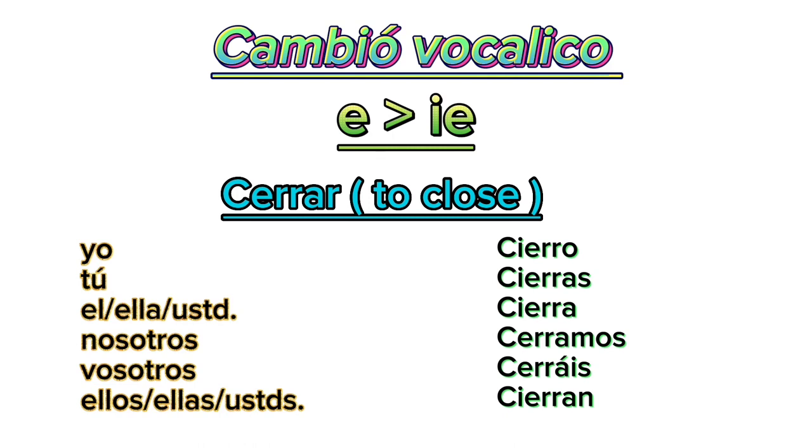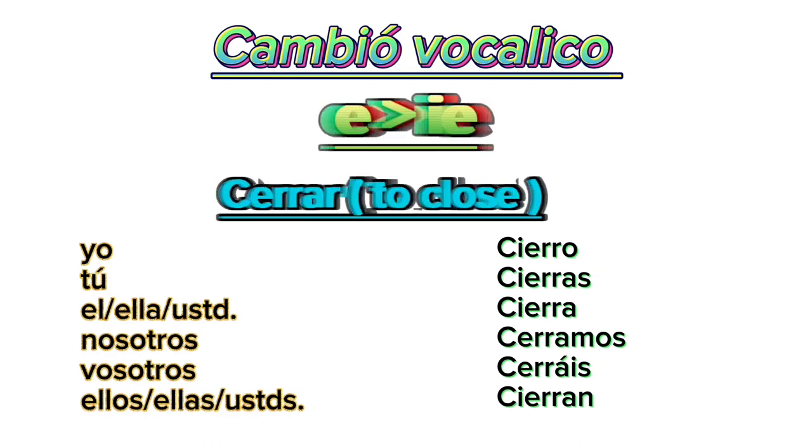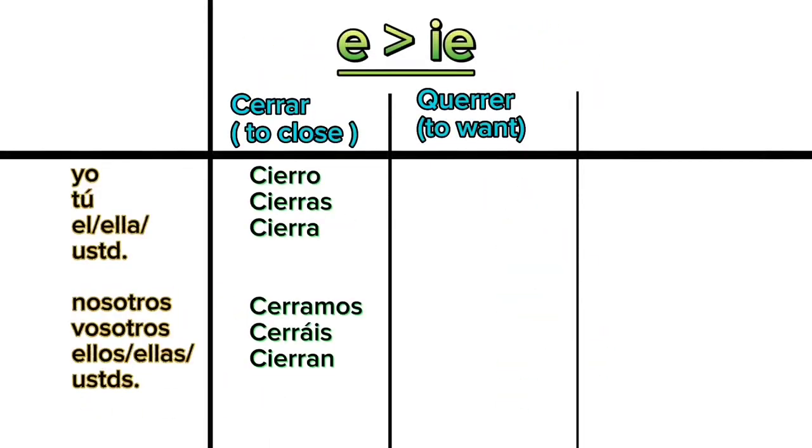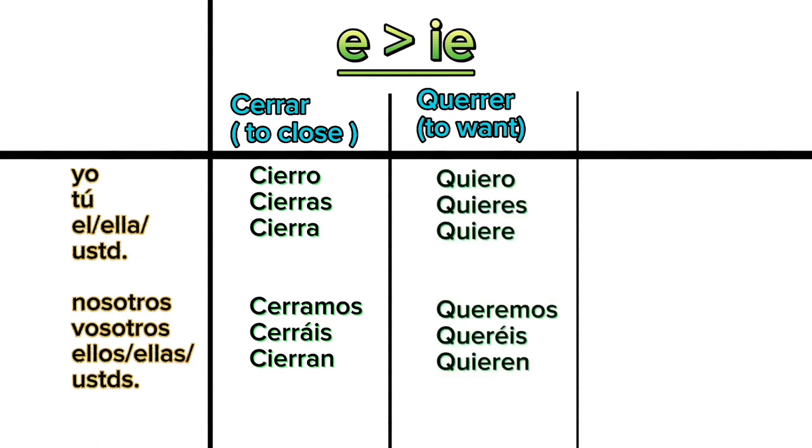Okay, now let's take some more examples, like querer. Querer is to want something. Quiero un helado, I want an ice cream, like that. Okay, quiero, quieres, quiere, queremos, queréis, quieren. Okay, here also the E changed to IE, but the nosotros and vosotros forms remain the same.